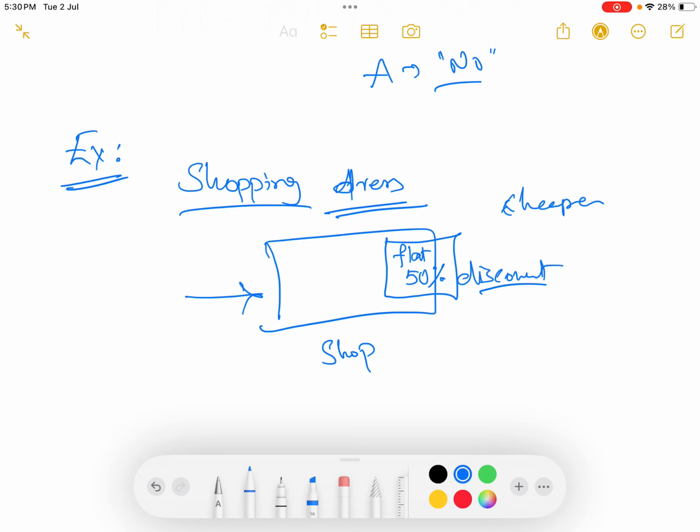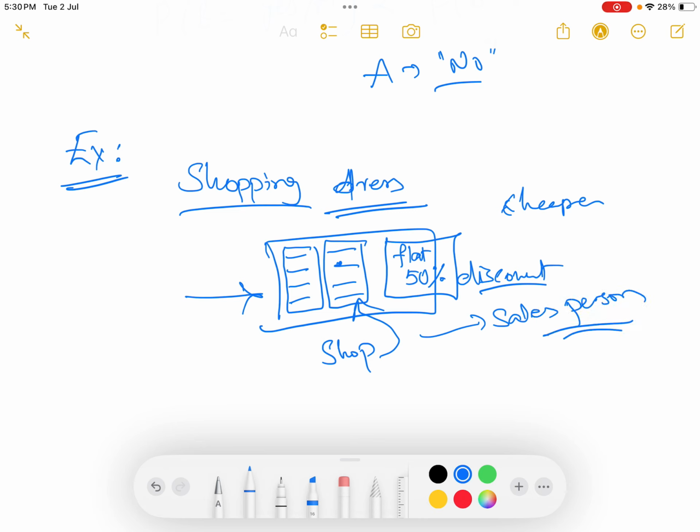And you entered into the shop. You are having a display of dresses, and you have seen the dresses, and you have selected one of the dresses. You went to the salesperson who is standing there, and you have given the dress, and now you are asking for the discount, like 50% discount I have seen outside. So I need the discount.